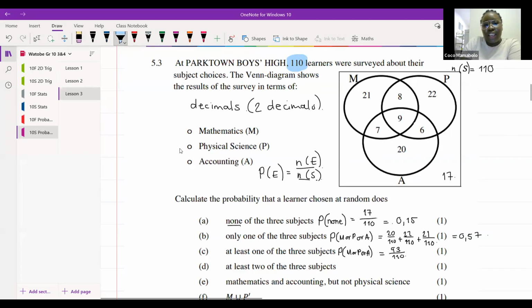Okay, correct. So it says here, at least one subject, which means I have to take one or more subjects. Now, if I pick one, just maths, that's one, but that's at least one. Or I can pick two subjects, or I can pick them all. I can pick all three of them. Is that making sense? Yeah. The answer would be 0.85.